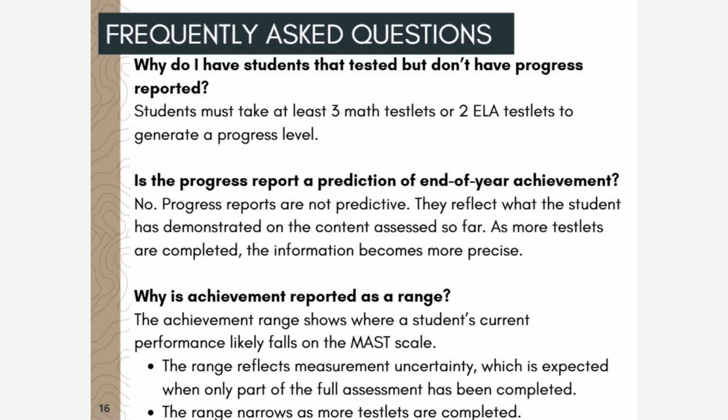Why is achievement reported as a range? The achievement range shows where a student's current performance likely falls on the MAST scale. The range reflects measurement uncertainty, which is expected when only part of the full assessment has been completed. The range narrows as more testlets are completed.